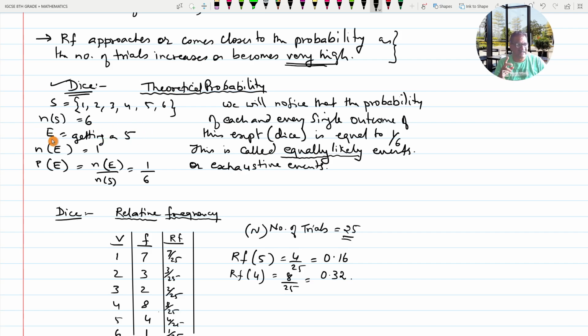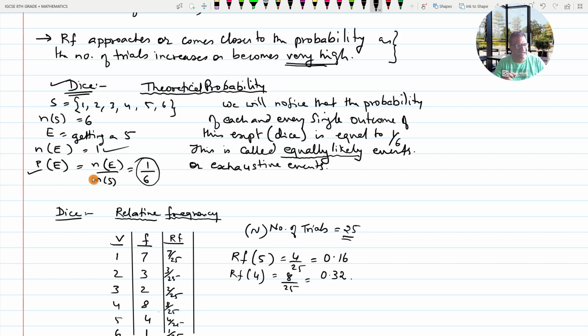Suppose the event that we are interested in is getting a 5. So the event is getting a 5. N of E will be what? What is the event? Just getting a 5. So how many elements are there in this set E? Just one element. So N of E will be 1. 5 is the element we are interested in, and that is only a single element. And probability of E will be equal to N of E upon N of S, where N of E is 1 and N of S is 6. So it will work out to 1 by 6. This is the probability concept, and this concept is known as theoretical probability.